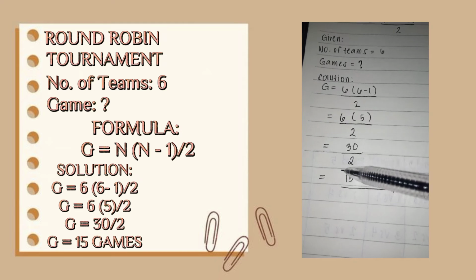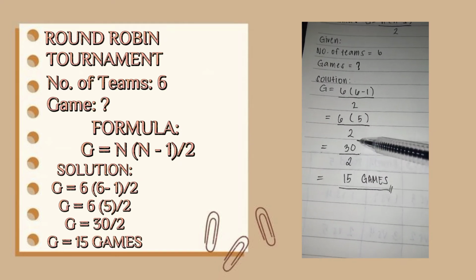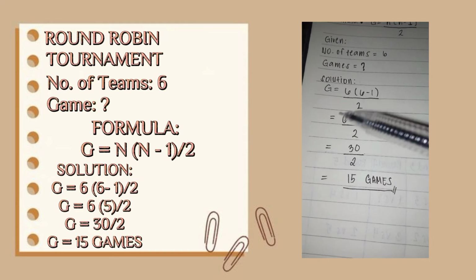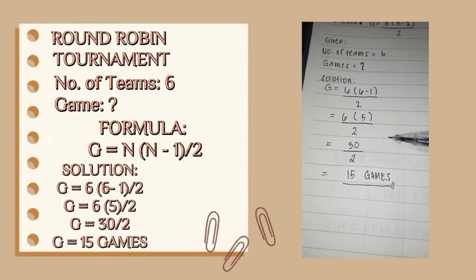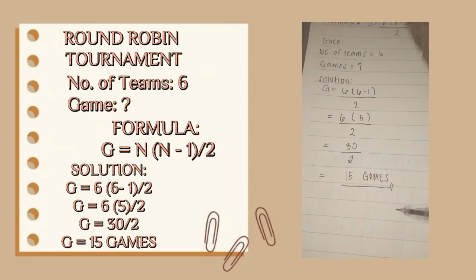Then bring down 2, 30 divided by 2. After that, I will divide. Then we got 15 games as the answer. 30 divided by 2 equals 15.